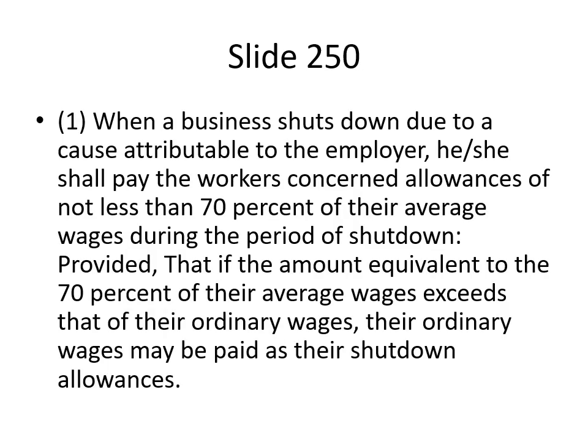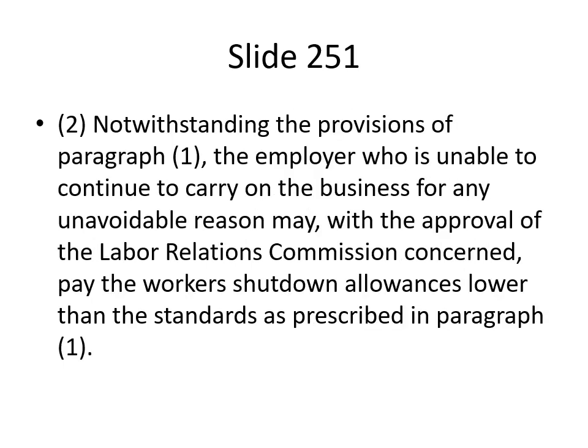Article 46, Shutdown Allowances. 1. When a business shuts down due to a cause attributable to the employer, she shall pay the workers concerned allowances of not less than 70% of their average wages during the period of shutdown, provided that if the amount equivalent to the 70% of their average wages exceeds that of their ordinary wages, the ordinary wages may be paid as their shutdown allowances. 2. Notwithstanding the provisions of paragraph 1, the employer who is unable to continue to carry on the business for any unavoidable reason may, with the approval of the Labor Relations Commission concerned, pay the workers shutdown allowances lower than the standards as prescribed in paragraph 1.